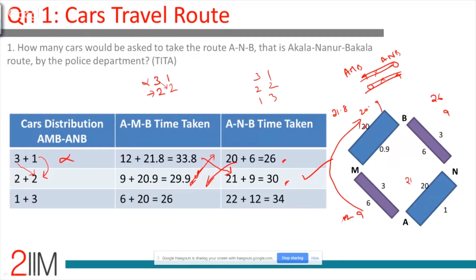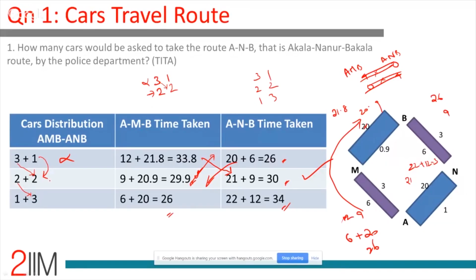From 2, 2, we could go to 1, 3. One guy here goes here. A and B guys chooses A and B. Let's calculate the time. A and B is 1. The time taken would be 6 plus 20, 26. A and B is 3. That will be 22 plus 12 equals 34. This is 34, this is 26.